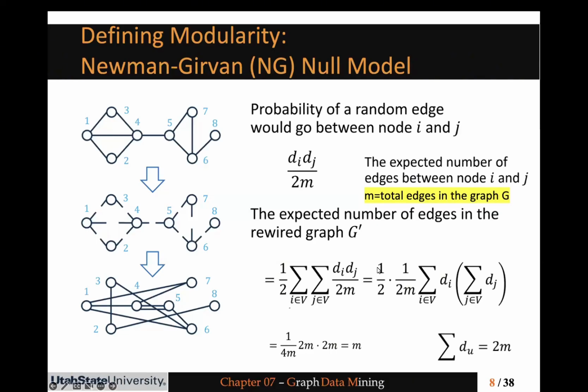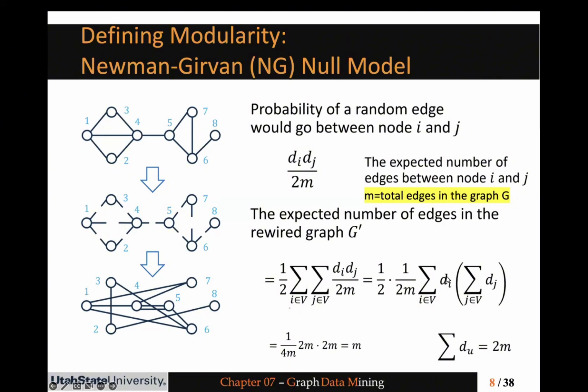Okay, so if you just do the math, you take the 1 over 2m outside of the sums because it's not directly related to my summation variables, which are the vertex sets that we have here. 1 over 4m times 2 times m.